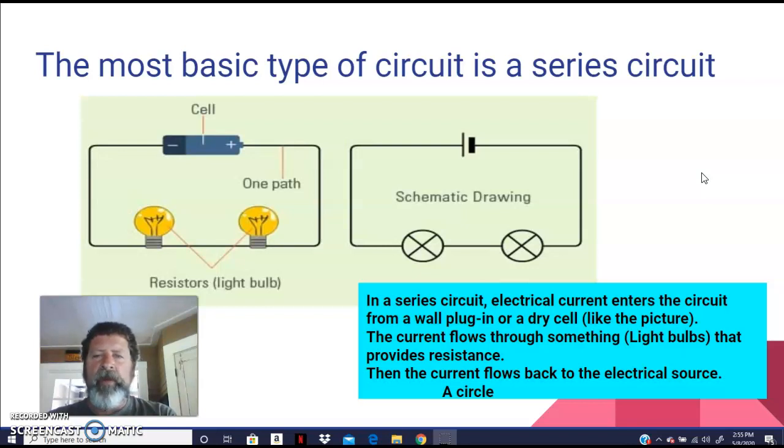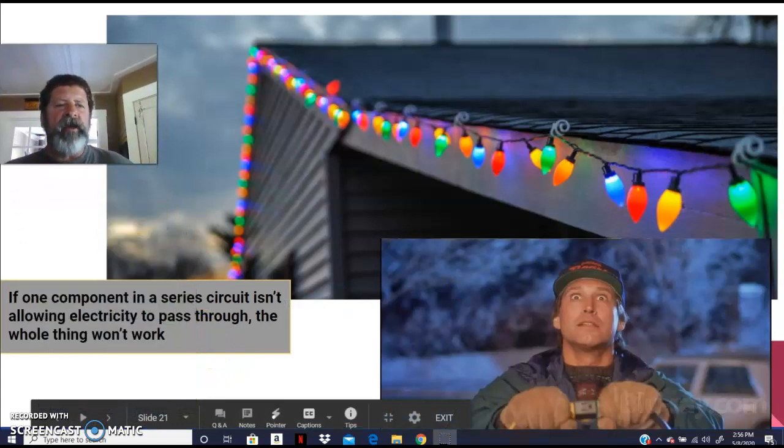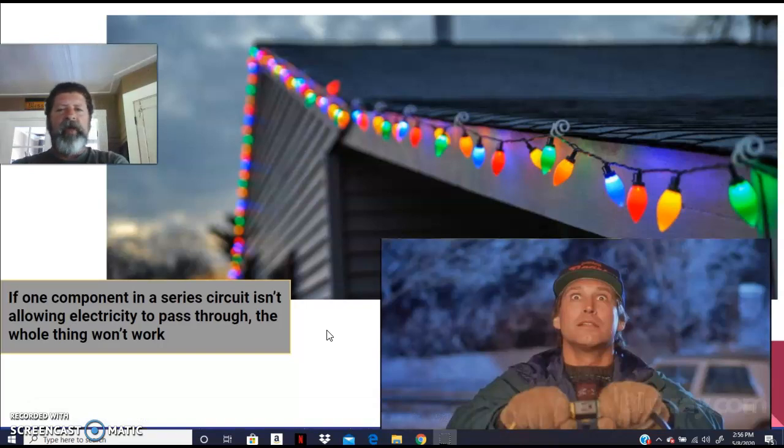So you need to put different things, you know, electricity needs to be doing something, moving a fan blade or making a buzzer buzz. And if it's not doing that, it could cause a spark. So electricity passes through something and then back to its original source. Okay. Downside of a series circuit is that if something isn't functional, the whole thing won't work.